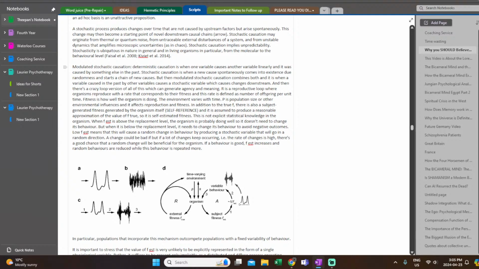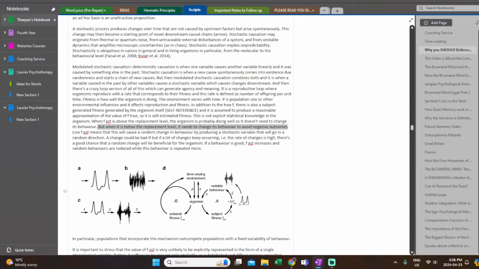This is not explicit statistical knowledge in the organism. It doesn't have to be explicit statistical knowledge. It's just an estimate. When F est, the estimate of fitness, is above the replacement level, the organism is probably doing well, so it doesn't need to change its behavior. But when it is below the replacement level, it needs to change its behavior to avoid negative outcomes. So it starts increasing this rate of random behavioral change.